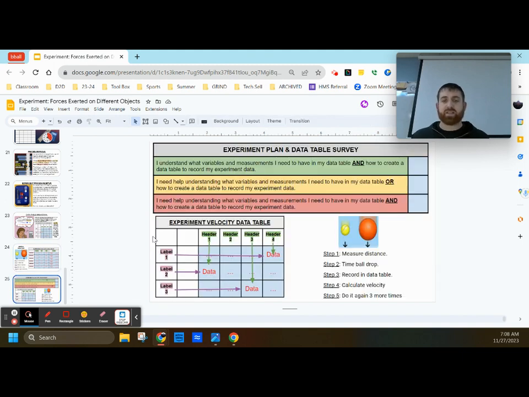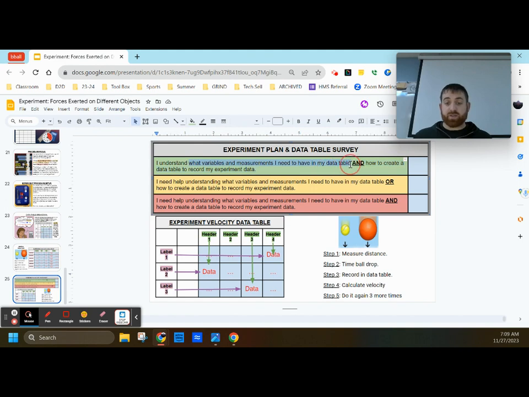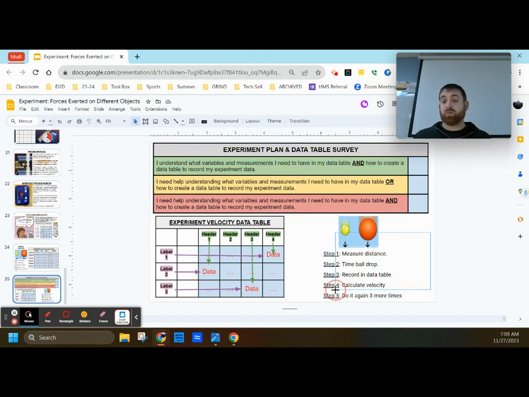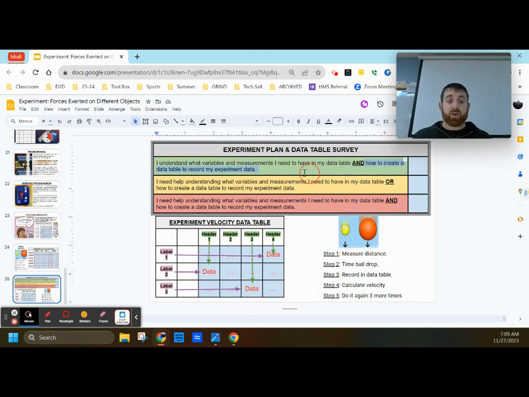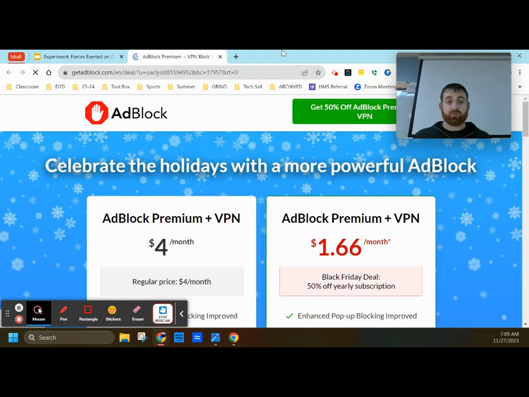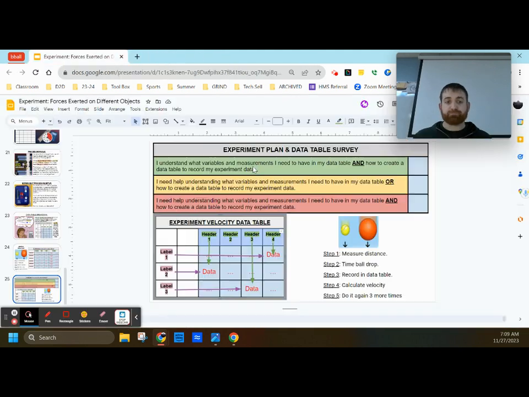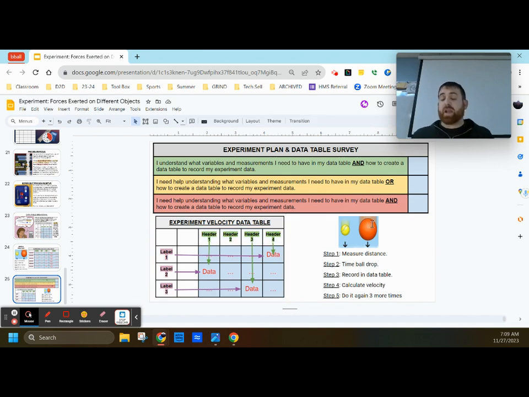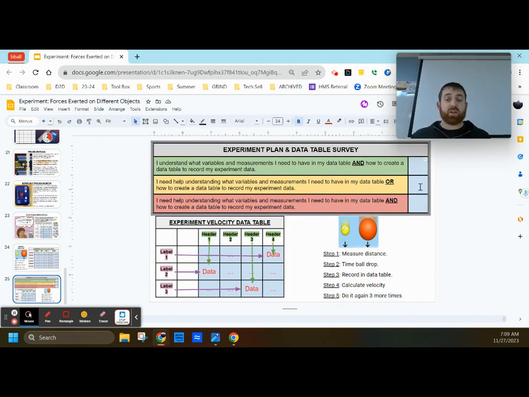So go ahead and take a second. Do you understand what variables and measurements you need for your data table? Thinking about, for example, my imaginary experiment. Do you understand how to create your data table and record your data in a data table using headers and labels? If your answer is yes, put your X in green. If any of those things are confusing, yellow or red, and reach out. Otherwise, good luck setting up your data table.